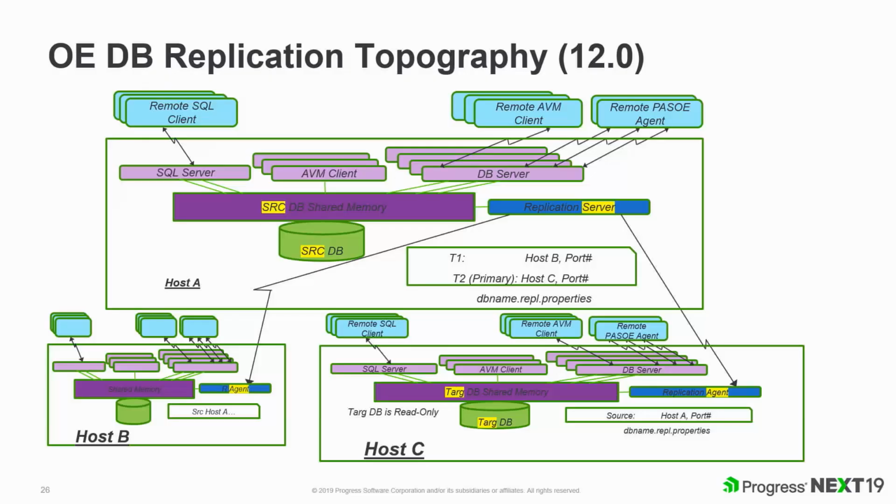So here's a picture of OpenEdge replication topography. I can't tell if the pointer is pointing at anything. Can you see it? There it is. Okay, here's your host machine with your source database. It's got a primary target identified in the replication properties file. Here, host C was identified as the primary target. So the replication server here is talking to the replication agent down here, and the database is being kept in sync. The targets are read-only. I remind you, they are read-only, but you can have read-only access to the replication target.